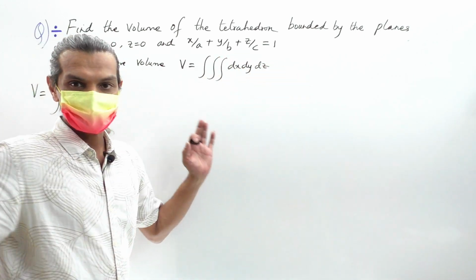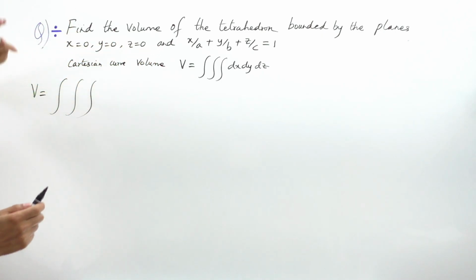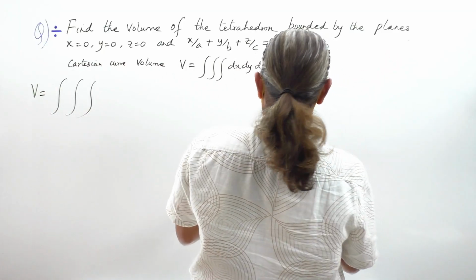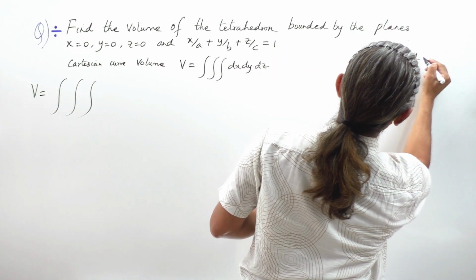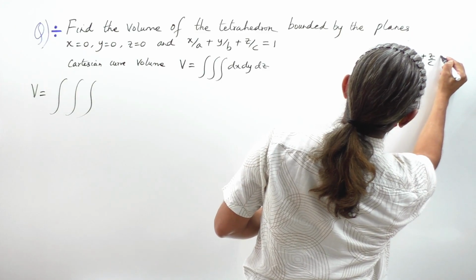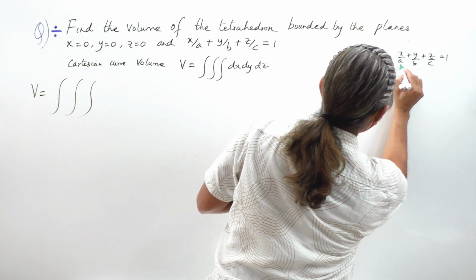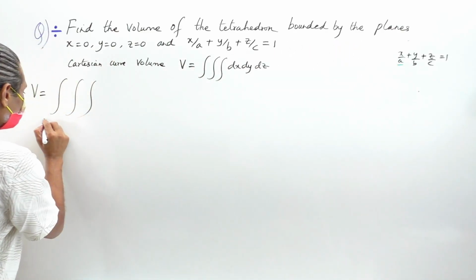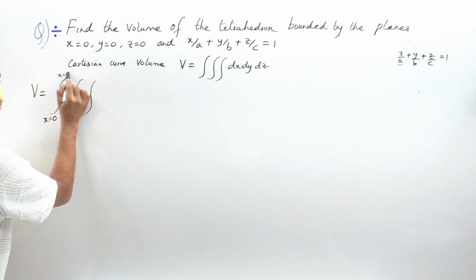x, y and z, whatever. So first I'll start with x. What's directly given here? First is x. I write here better, x over a plus y over b plus z over c is equal to 1. First we have this as x over a, the size. Okay, so that means this will be x equals 0 to x equals a.